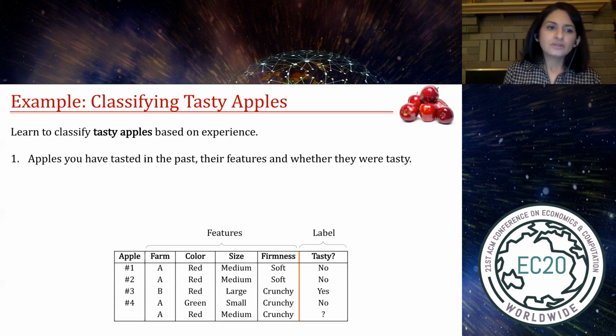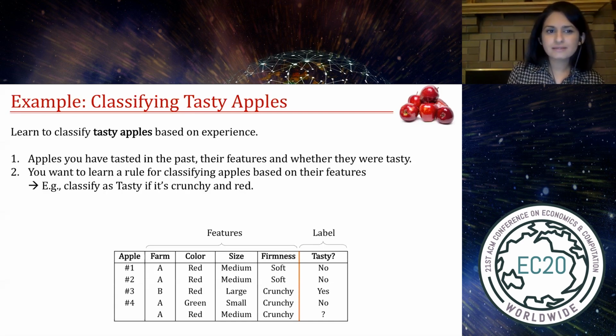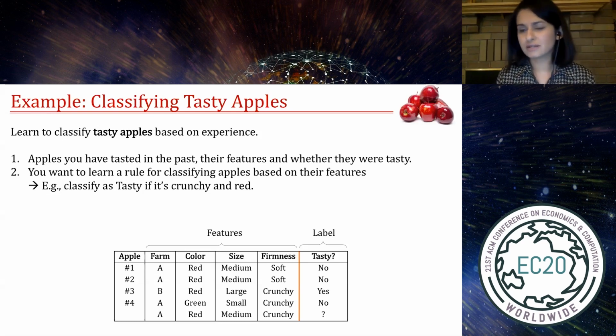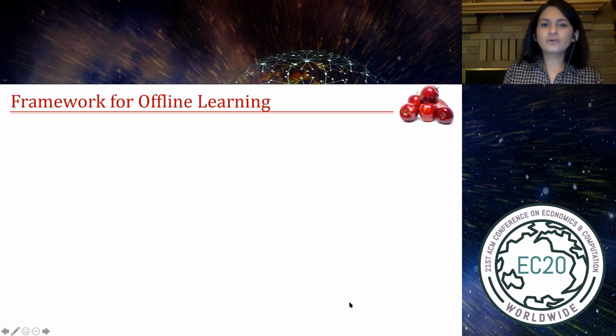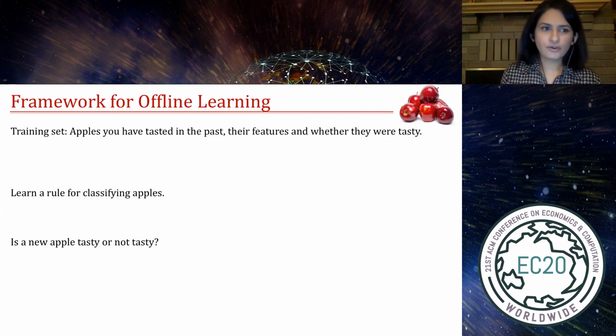So you can think about having three objects: apples that you have tasted in the past, wanting to learn a rule that looks like a function that says I can apply it to the features of a new apple and say whether or not it's going to be tasty. For example, you might have learned that any apple that's crunchy and red is going to be tasty. So that could be a rule for you. And your goal is that on a new apple that you've not seen yet, you can have a higher accuracy classification.